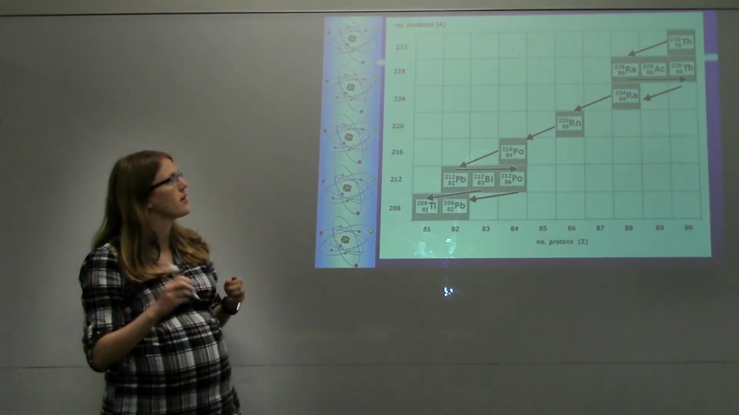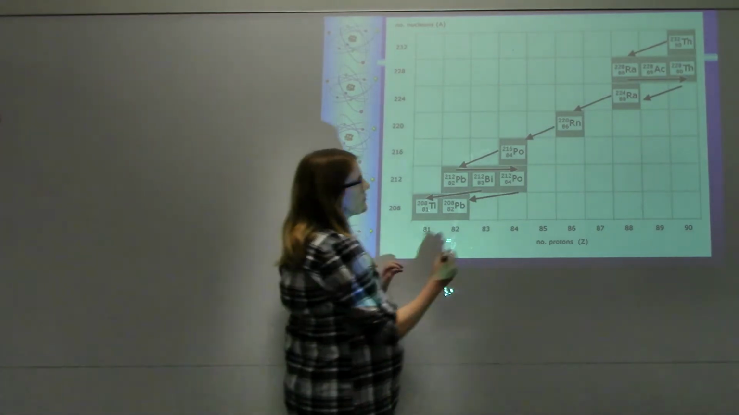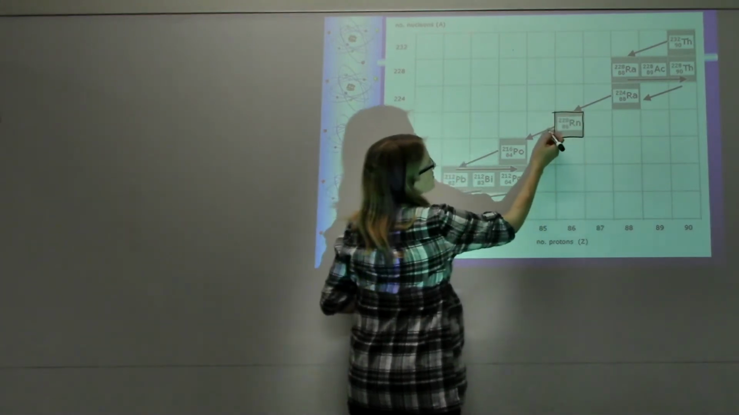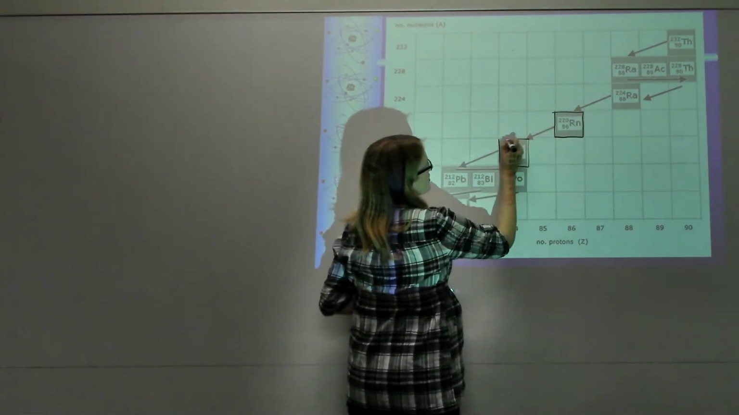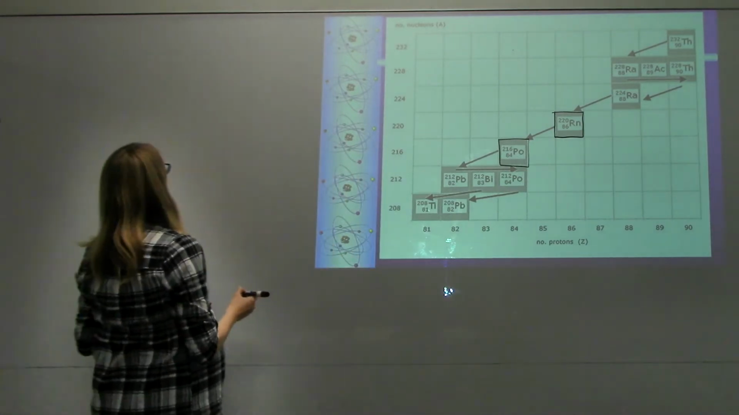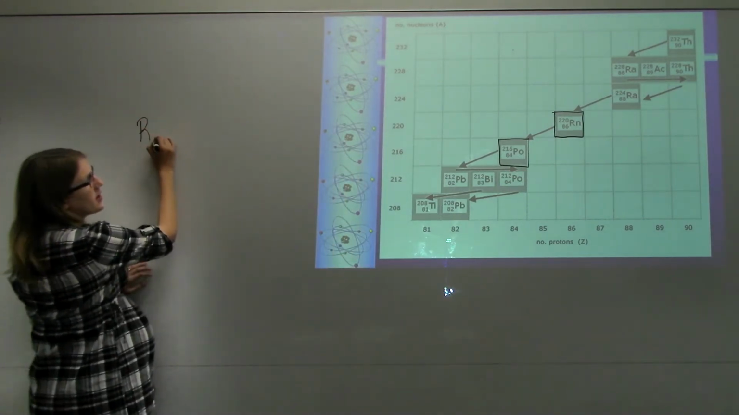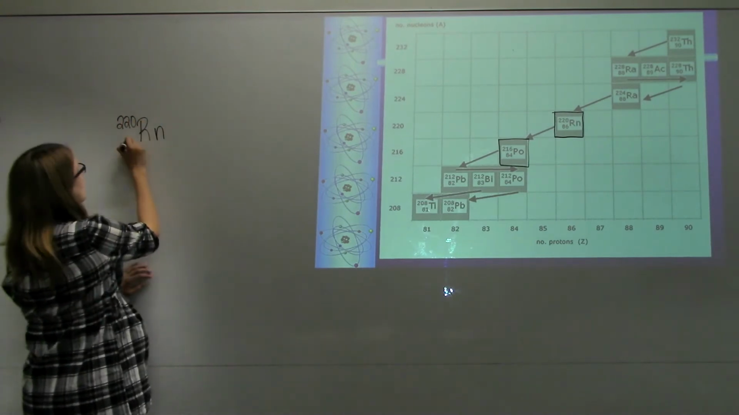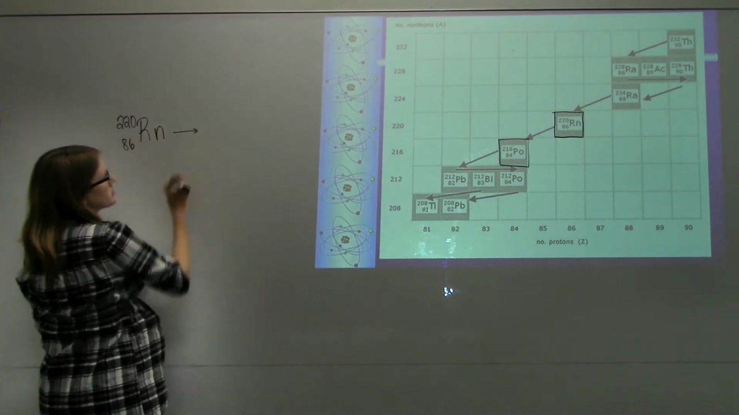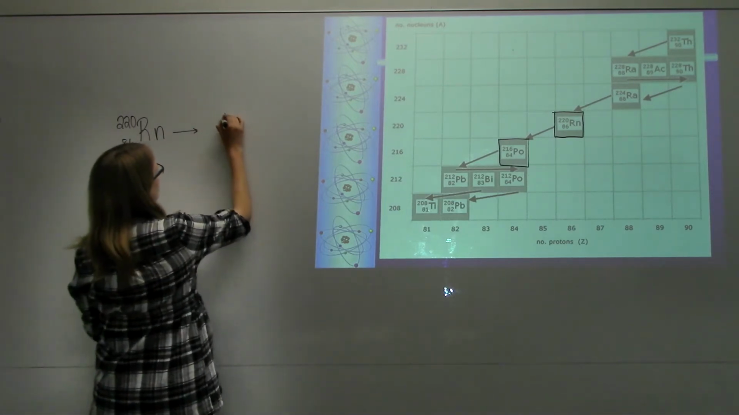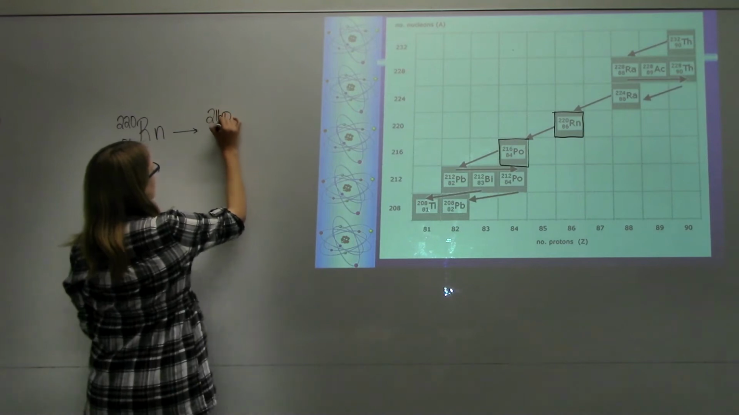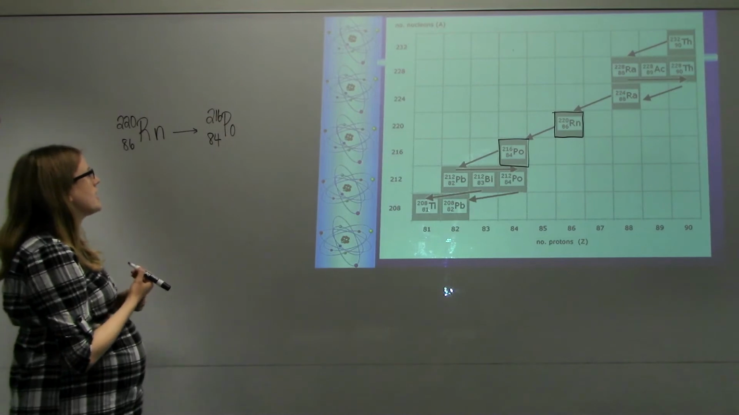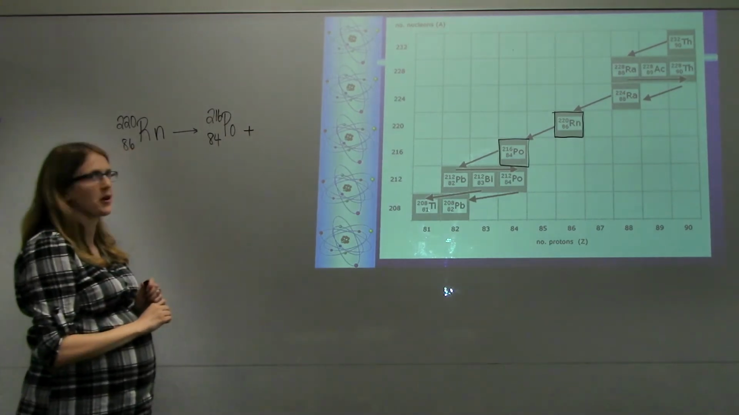So I'm going to start with radon-220 right here. And we're going to write out the reaction to go from radon-220 to polonium-216. So, radon-220 and atomic number 86 is going to turn into polonium-216, atomic number 84. Cool. And we do have a second part. We're going to have to figure out what that is.